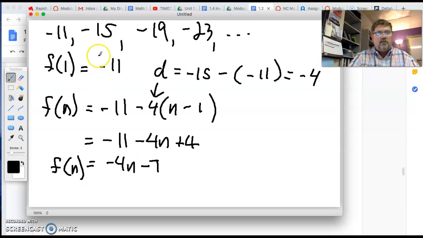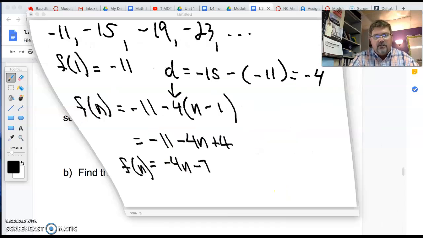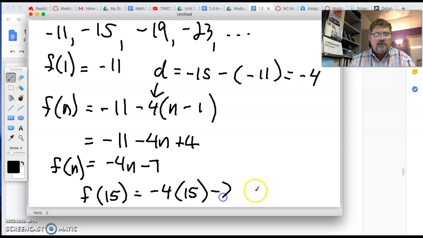He can predict any term they're asking for. And let's go here and see which one they're looking for. They want the 15th term. So it's a two-step process. First, build the formula, then make the prediction. All right, so we want f of 15. That's negative 4 times 15 minus 7. Last time I checked, that's negative 67. All right?